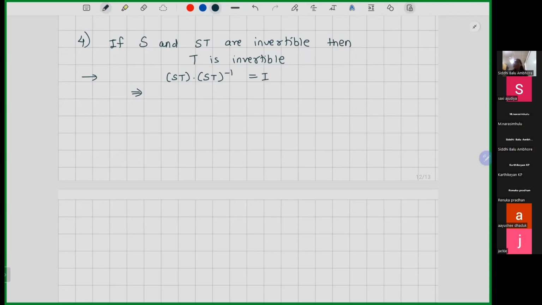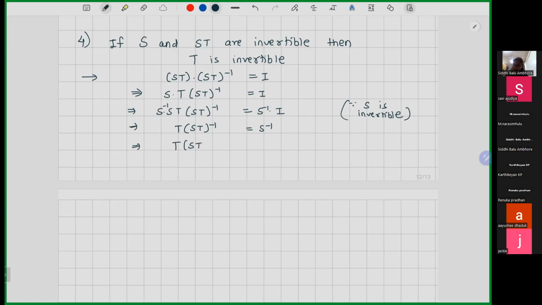Okay, so I can write this as ST inverse times I. And now what I do is pre-multiply this by S inverse, which I can do since S is invertible. And this will get what? T times ST inverse is equal to S inverse. And now I want the right hand side to be identity, so I will compose this with S, and we will get T times ST inverse S is equal to identity.